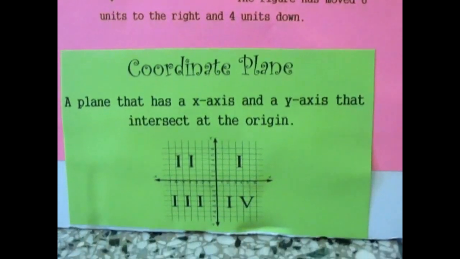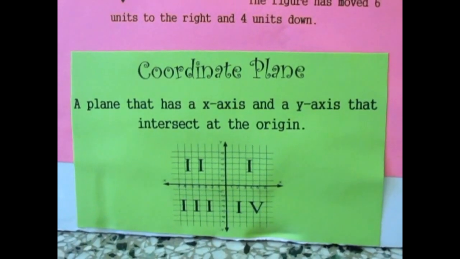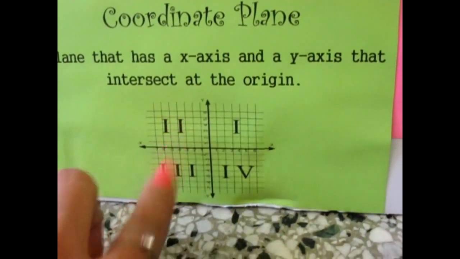Coordinate plane. A coordinate plane has an x-axis and a y-axis that intersect at an origin. They usually have four quadrants, which is the first one, the second one, the third one, and the fourth one.